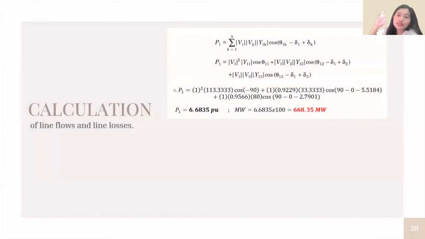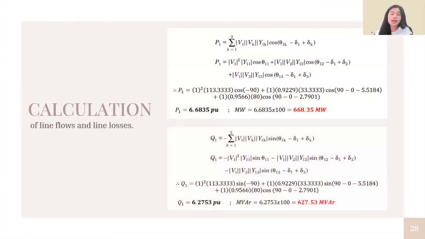Then after that, you can see flashing on the screen the first formula that we will use, okay? So, substitution lang din. Since nakita nyo naman kanina lahat ng data natin, we just have to substitute it with this one. So, yung V1 natin, E squared, that's 1 squared. Y11, 113.333. So, cos, ganyan. Upon substituting all the values, we will arrive at an answer of 6.6835 PU. If we are to transfer it in megawatts, that's going to be multiplied by 100. So that's 668.35 megawatts.